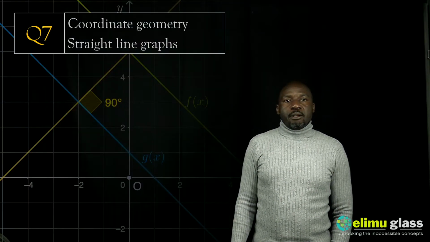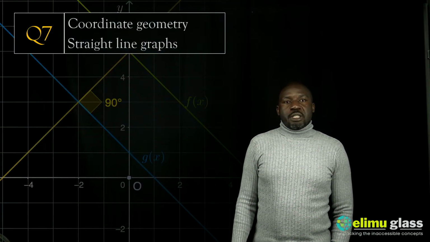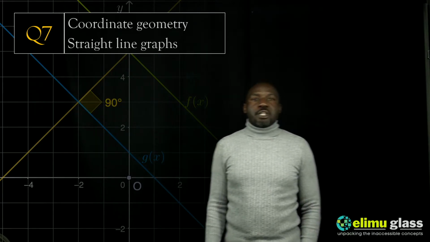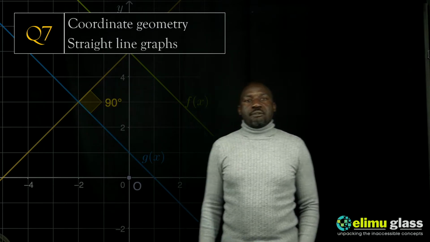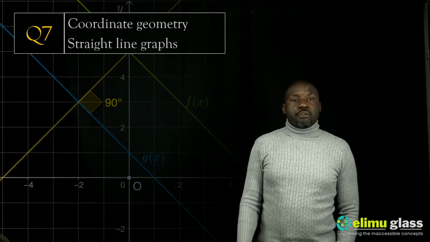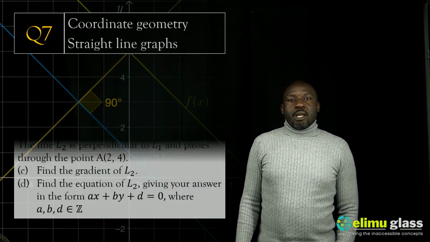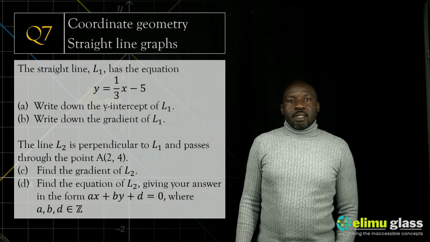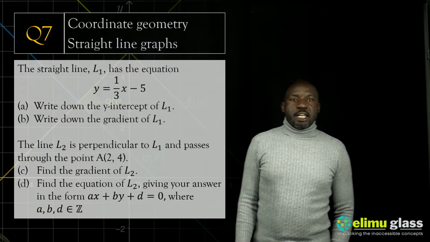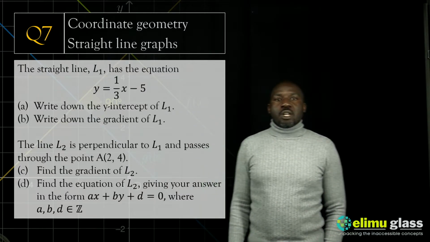Okay, not very bad. The last question is number 7. This was straightforward. If you remember, this question was actually put here just to remind you of the stuff you did earlier, so you do not forget as time progresses. This is coordinate geometry, equation of a straight line, gradients and intercepts and so on.